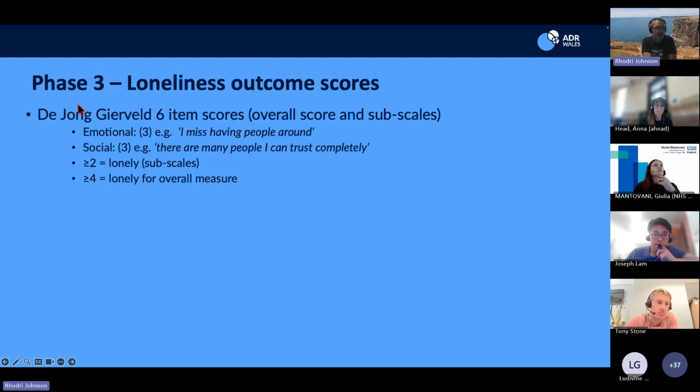Outcome scores. As I said before, the de Jong-Gierveld 6-item score. Emotional scales such as "I miss having people around": there are 3 questions in that frame. Social, 3 questions. For example, "there are many people I can trust completely." Sum the scores; greater than or equal to 2 is classified as lonely for the subscales, or greater than 4 for the overall measure.